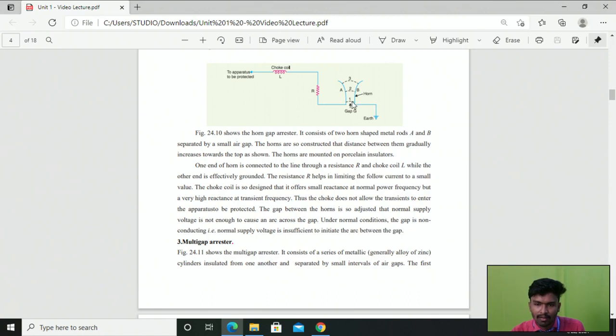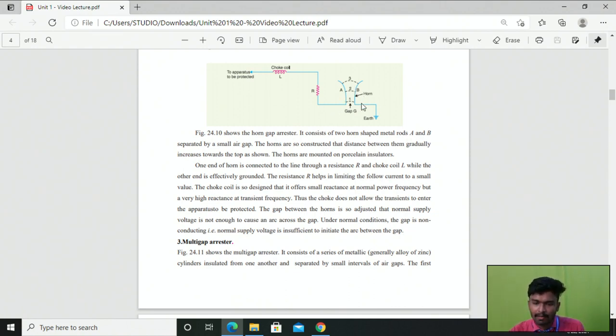At position 1 the length of the arc is increased, and then it moves to position 2. At that position the length of the arc increases somewhat, and then it moves to position 3, where the length of the arc is increased further. If the length of the arc is increased, the dielectric strength of the arc is reduced. At that time the arc is automatically extinguished, right?